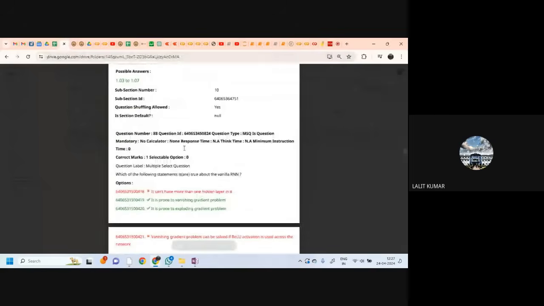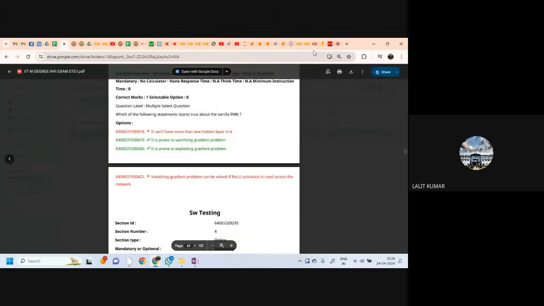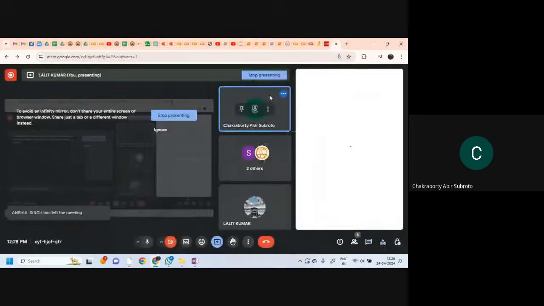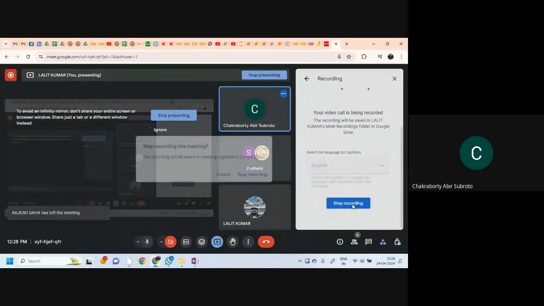Which of the following statements are true about vanilla RNN? It is prone to the vanishing gradient problem, it is prone to the exploding gradient problem, both. We explained this. So with this we have finished. Any question, anyone? No, no question.